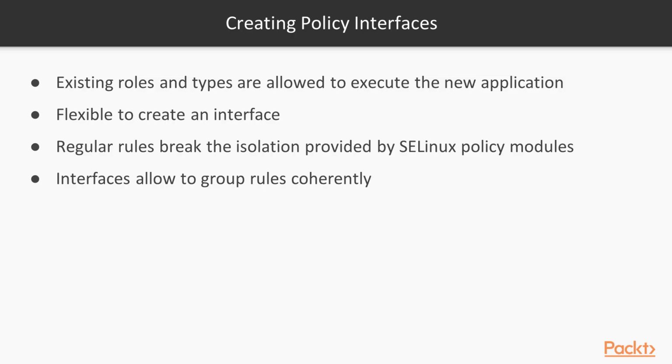Let's go ahead and discuss creating policy interfaces. When we're building a policy for end-user applications, we'll eventually need to tell SELinux that existing and new roles and types are allowed to execute the new application. Although we can do this through standard SELinux rules, it's much more flexible to create an interface for this. Regular rules that refer to several types break the isolation provided by SELinux policy modules. Interfaces allow us to group rules coherently.